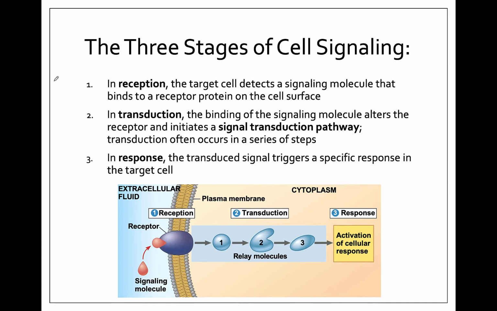So in order for a cell to receive a signal and then have some kind of response to that signal, it's going to follow these 3 steps. First, the signal has to actually be received. So this is called reception. The reception of a signal is almost always going to happen at the plasma membrane. There are some exceptions to that, of course.